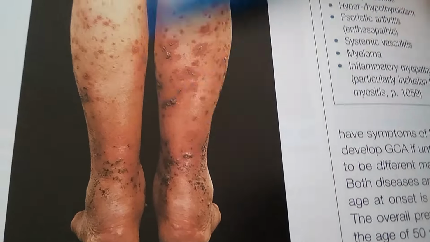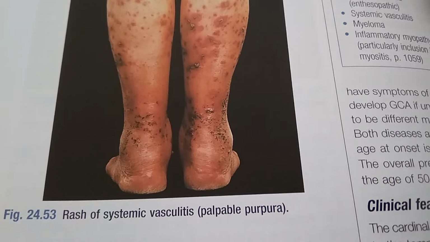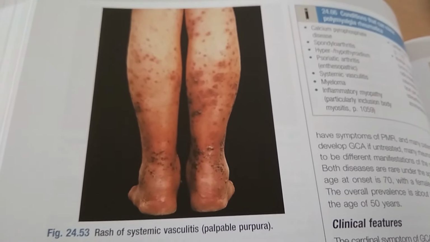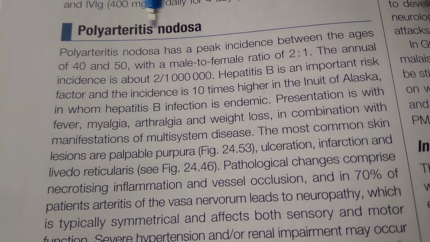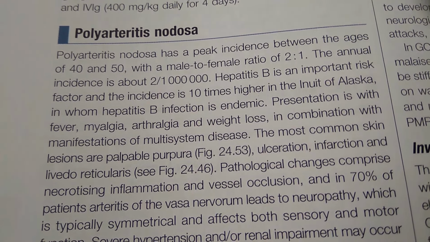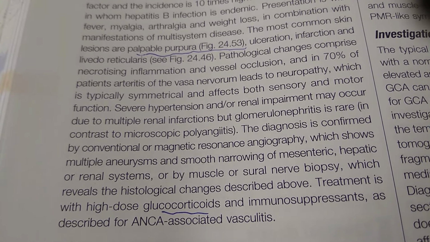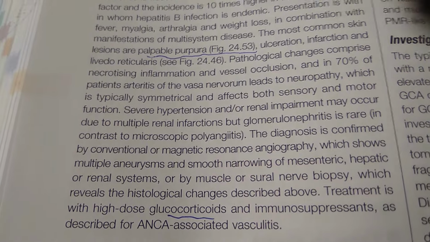Try this one, guys. If there's palpable purpura, it is systemic vasculitis. Okay. So here they are talking about polyarteritis nodosa, vasculitis. Under vasculitis, how will you treat it? Just give steroids, okay, immunosuppressants.